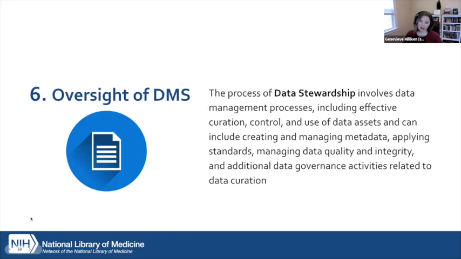So number 6, oversight. So we're going to talk a little bit about all of these elements through the course of today, and the 6th element is oversight. So it's really helpful to think about data stewardship in terms of this particular element. And data stewardship is basically the process that involves data management processes. So it can include effective curation, control, and use of data assets. It can include creating and managing metadata, applying standards, managing data quality and integrity, as well as any additional data governance activities related to data curation. So it's helpful to think of that when we're identifying people to have oversight of our DMSP.